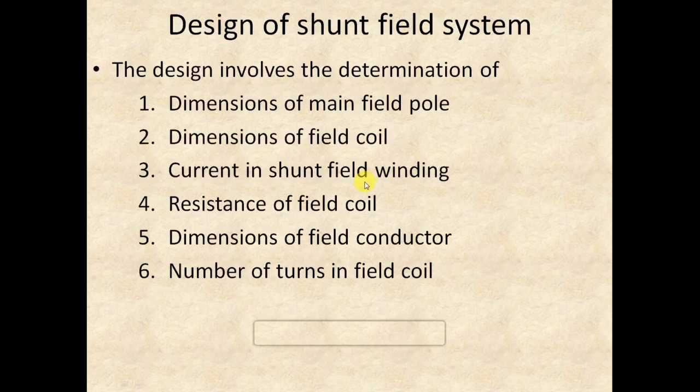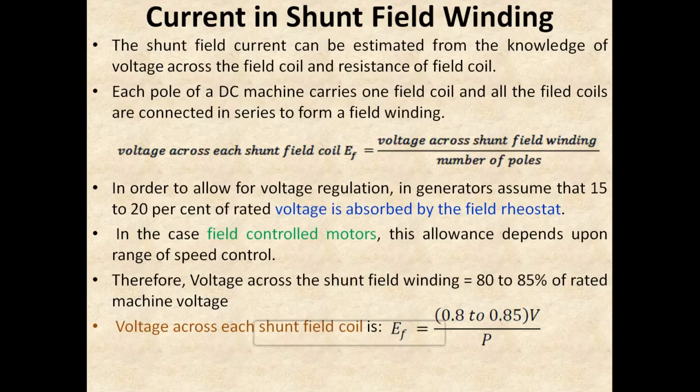Now the third parameter is current in shunt field winding. If the voltage across a shunt field coil is known and the resistance value is also known, then we can easily determine the value of current which is flowing through that shunt field winding. In a shunt DC machine, each pole carries a single field coil, and all these field coils are connected in series to form the shunt field winding. Therefore voltage across each field coil can be determined by dividing the total voltage across the shunt field winding by the number of poles, as indicated in this relation.